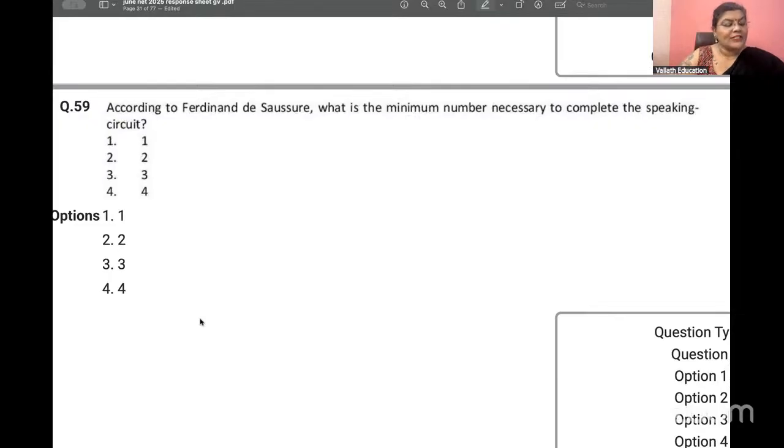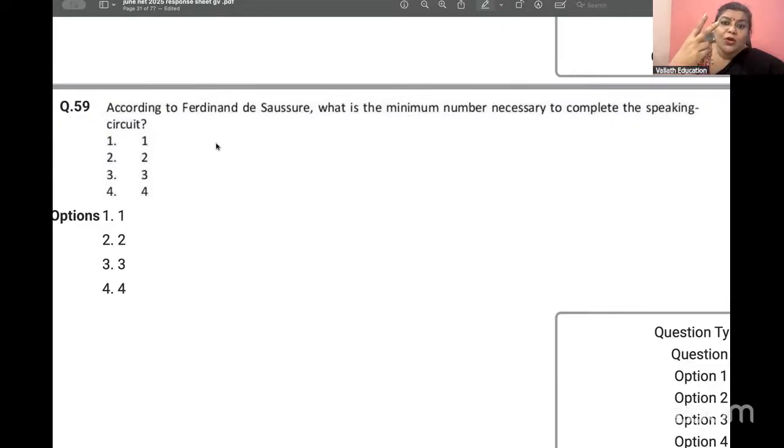Okay. Now question number 59. According to Ferdinand de Saussure, what is the minimum number necessary to complete the speaking circuit? Even if you don't know Saussurean linguistics that much, minimum number to do speaking circuit. So that means sender, receiver. How many people should be there to do this? Think like a child. Think with your existing knowledge. Don't overthink in the exam hall.